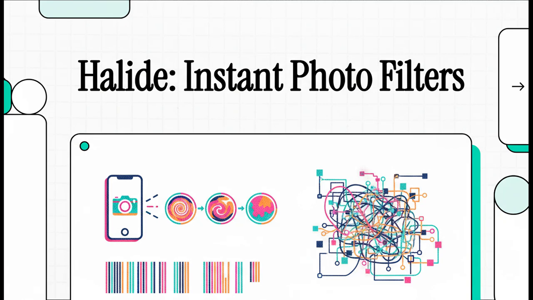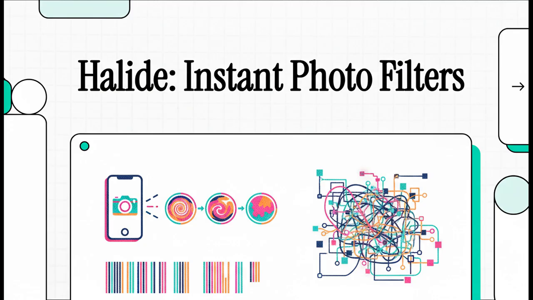You know that feeling, right? You snap a photo on your phone, you tap a filter, and boom, it just transforms instantly. It really does feel like magic. But what's actually happening behind that seamless split-second change? Well, it's this hidden world of just immense computational complexity.